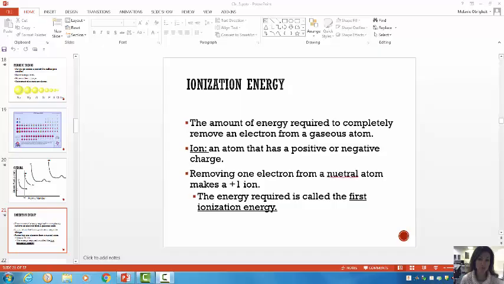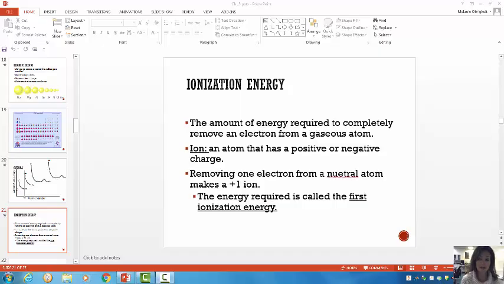Okay, so the second trend of the chapter, and the first one I'm going to talk about today in this video lecture, is ionization energy. What an ionization energy is, it's the amount of energy required to pull an electron off of an atom. Remember, you have a positively charged nucleus, and so there is an attraction between that negative and positive charge. And so this is the energy required to make a positive ion.